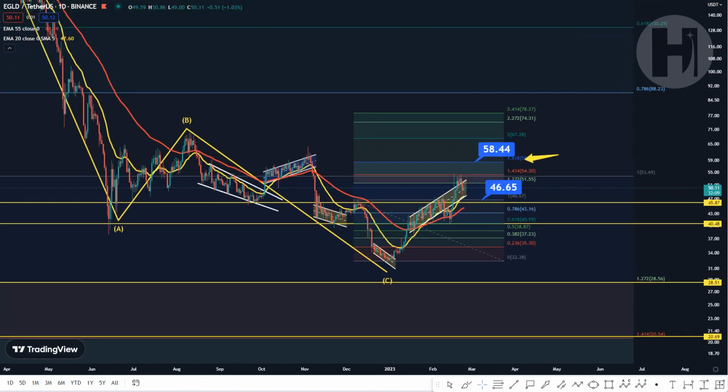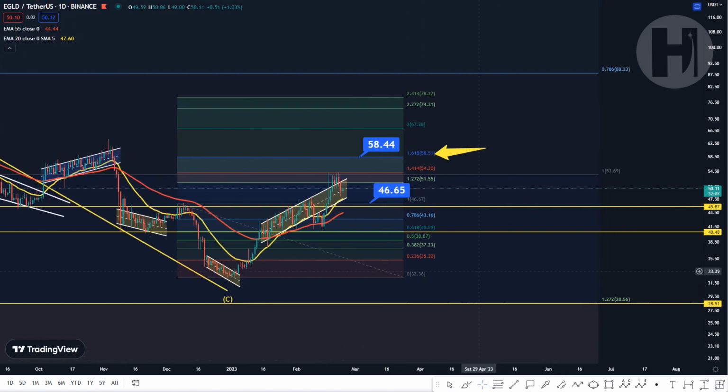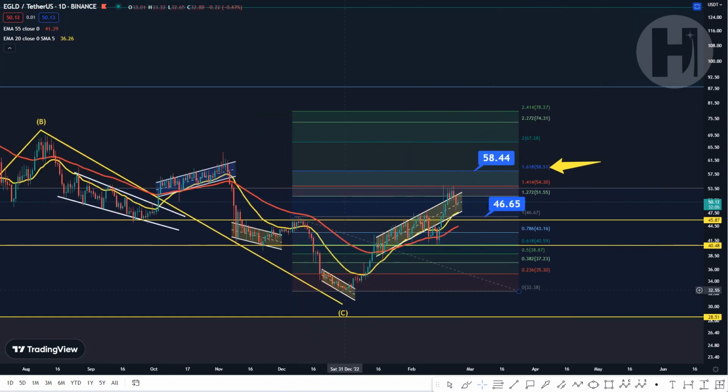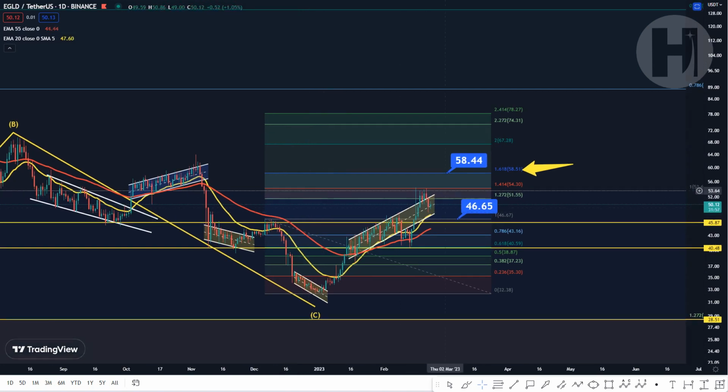So taking a look at the smaller Fib that we have here, so this is a different one. We have a swing low in December last year, just a couple months ago, and the swing high at the start of December last year. And we have the 1.618 at $58.50. We were targeting that in the last video. Since then, we did get to the 1.414 Fib retracement at $54.30. So that was a good area to take some profits potentially.